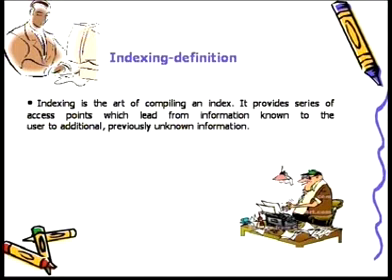Indexing is the art of compiling an index. It provides a series of access points which lead from information known to the user to additional, previously unknown information. Thus, indexing is the process of compiling one or more indexes for a single publication such as a monograph or multi-volume reference work, or adding entries for new documents to an open-end index covering a particular publication format, for example newspapers, works of specific literary forms, biography, book reviews, etc.